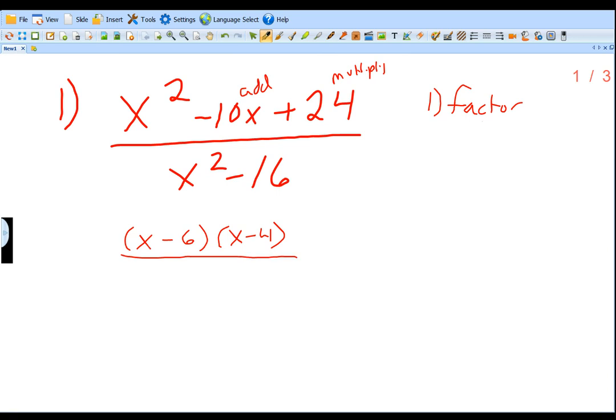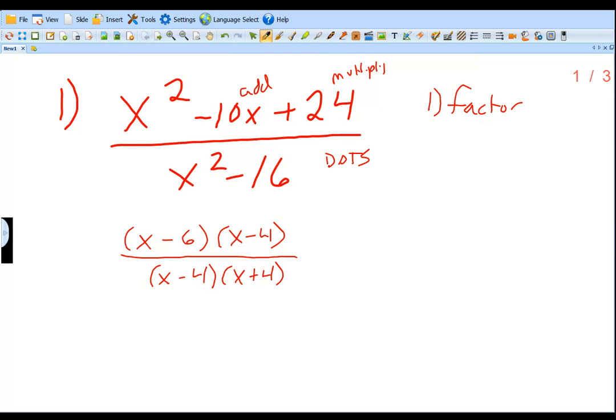And in the denominator, x squared minus 16. Two terms, two perfect squares with a subtraction sign in the middle. It's going to be difference of two squares. So we're looking for the square root of x squared, which is x, and the square root of 16, which is 4. So we have x minus 4 and x plus 4. So this is our next step. We have factored form in both the numerator and the denominator.